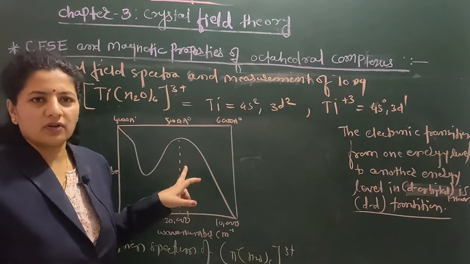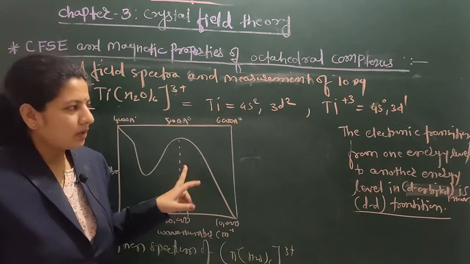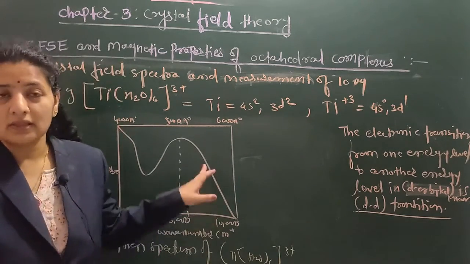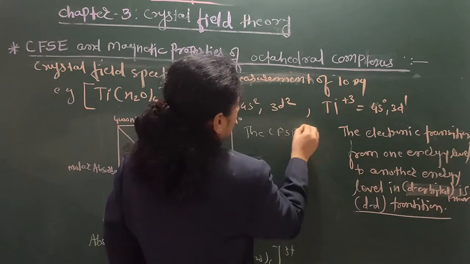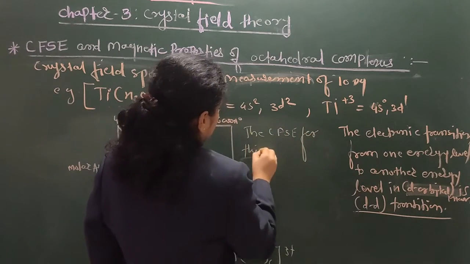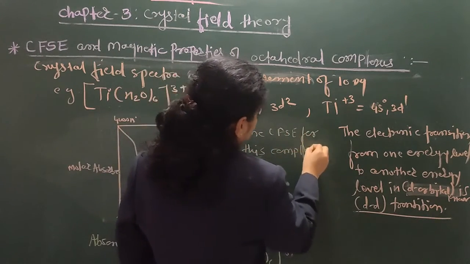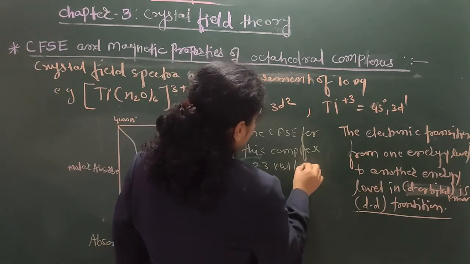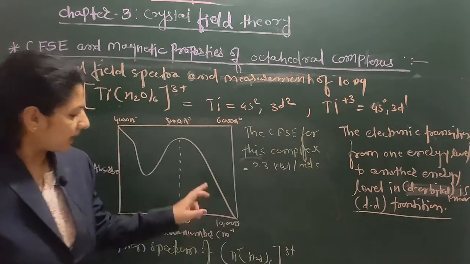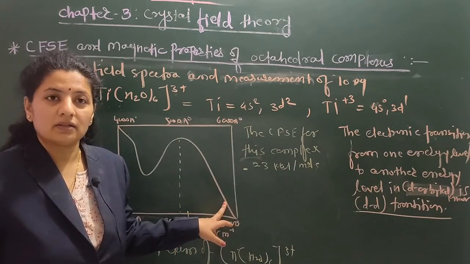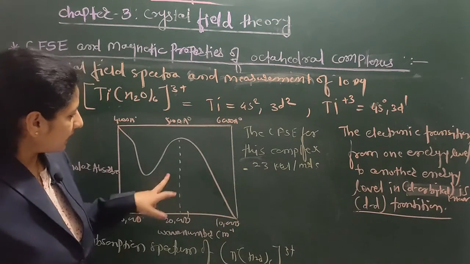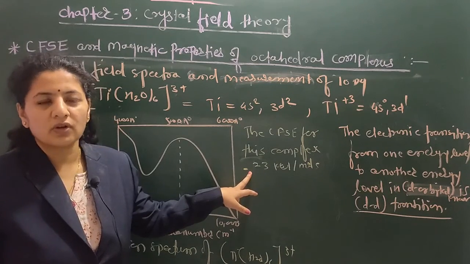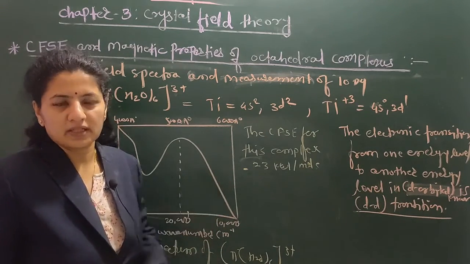So this is the absorption spectrum of the hexaaquo titanium complex. The calculated 10 Dq value for this complex is in kilocalorie per mole, as calculated from the CFSE formula. The calculated CFSE for this complex is 23 kilocalorie per mole. Now what are the advantages of this spectrum of the complexes? Let's discuss.